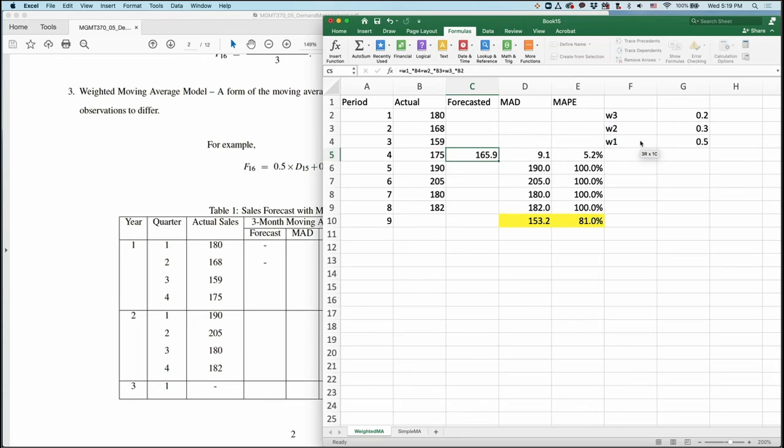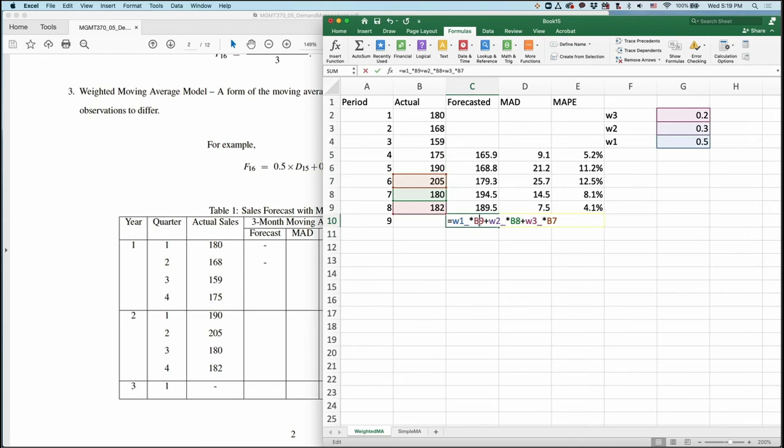So you can use this one, then just copy, and we repeat this equation, right? Same weights, we're not using the product. We use this kind of weight on these numbers, the previous periods. Then we can use the same MAD or MAPE function, and we are done with the weighted moving average.